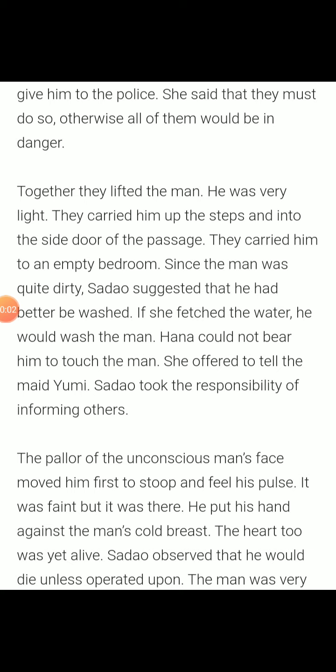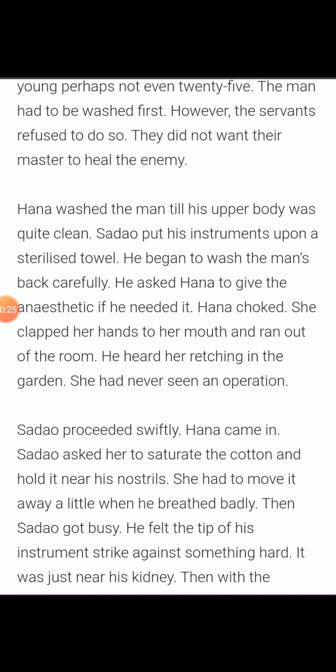The pallor, the expression of the unconscious man's face moved him first to stoop and feel his pulse. It was faint, but it was there. He put his hand against the man's cold breast. The heart too was yet alive. Sadao observed that he would die unless operated upon. The man was very young, perhaps not even 25.